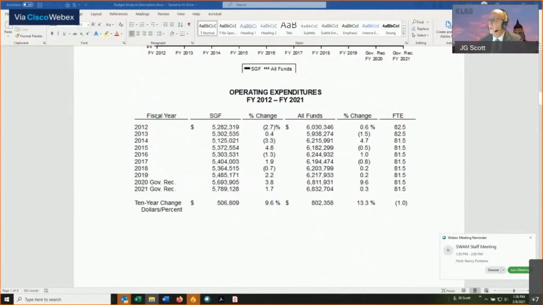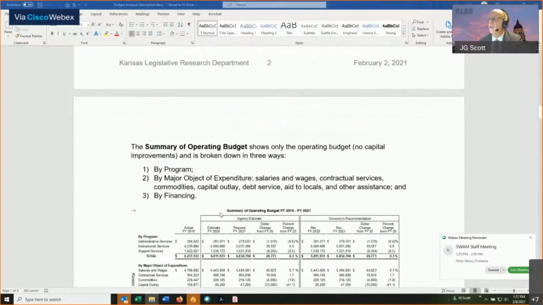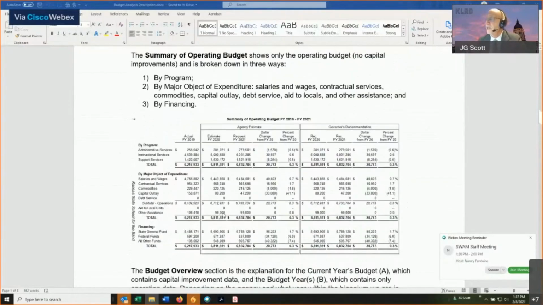For those that like tables, we do have those same operating expenditures in a table with a percent change, and then how much that's changed over the previous 10 years. We then go into the summary of operating budget table. We refer to this sometimes as the aspirin table because every time we put it together, we usually cause a headache.